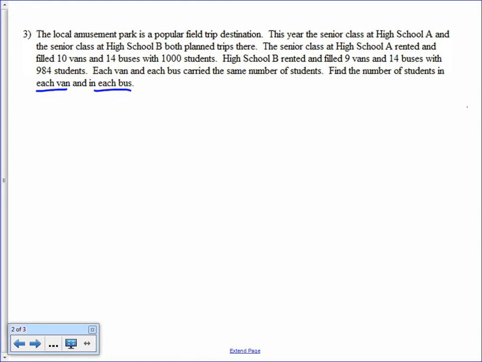So that'll be kind of like my X and Y, and I'm actually going to use V and B, so we'll know if we're talking about the students in the van or the bus. It's a little easier to use. Once again, we'll come up with the equations for it. High school A rented and filled 10 vans and 14 buses. So 10 vans times the number of students in each van plus 14 times the number in each bus equals 1,000.